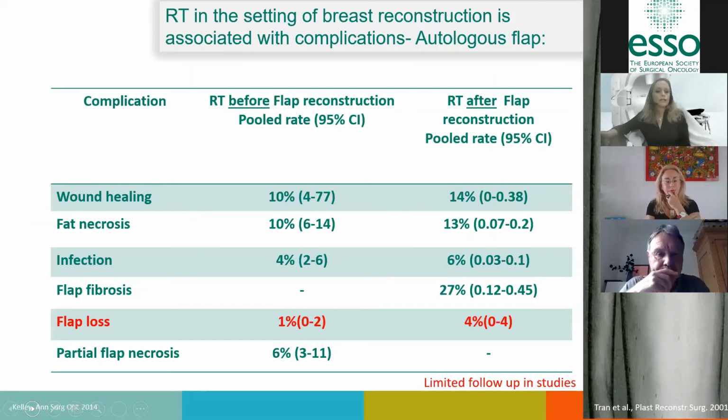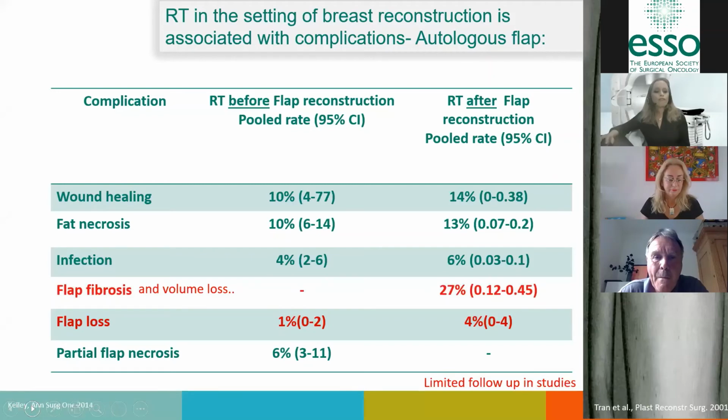And you can see here that if the radiation is given before, as part of breast conservation therapy, and then the patient is undergoing mastectomy either for recurrence, or if the radiation is given to the flap in case of immediate breast reconstruction, we have relatively high complication rate. But in case of autologous flap, we have 1% report of failure in case of the radiation given before the flap reconstruction, and up to 4% flap failure if the radiation is given in case of immediate reconstruction.